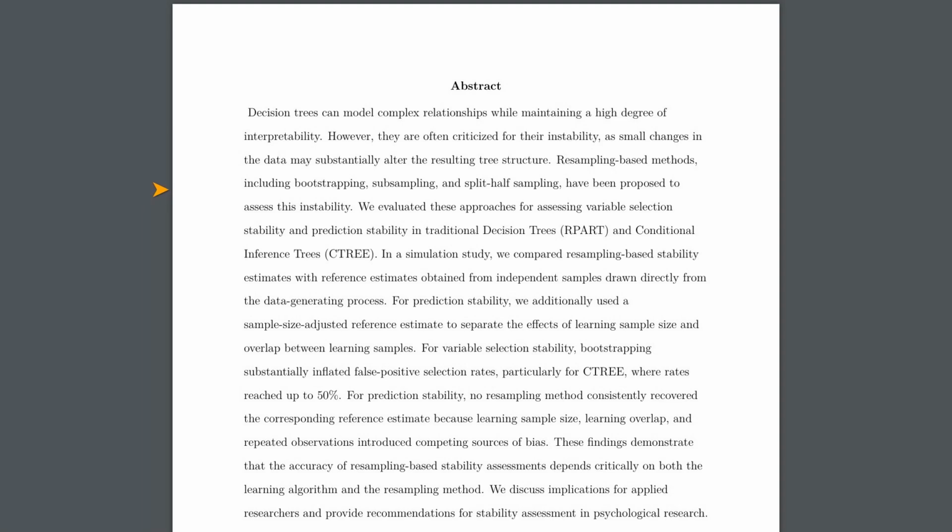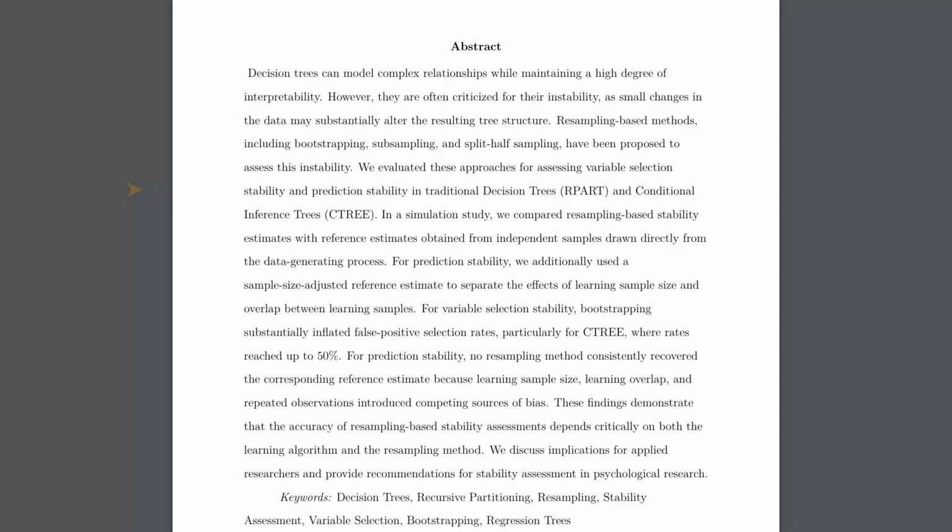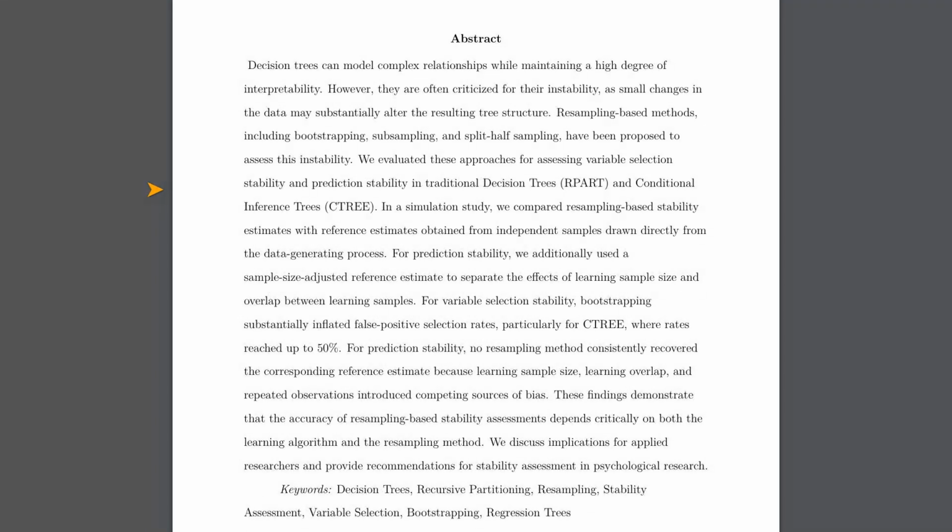When they looked at prediction stability, which is about how consistent the tree's final answers are, things got even more complicated. They found that none of the resampling methods were consistently right. It turns out that factors like how big the data sample used to build the tree is, how much the different data samples overlap, and the presence of repeated observations in those samples all messed with the results in different ways. It's like trying to measure something with multiple rulers that all have slightly different flaws.